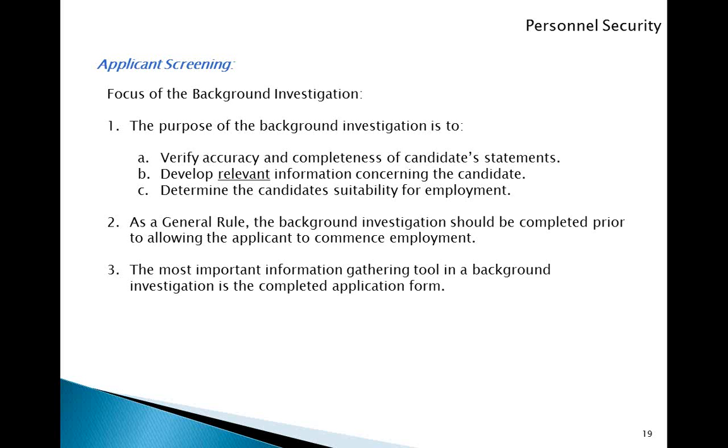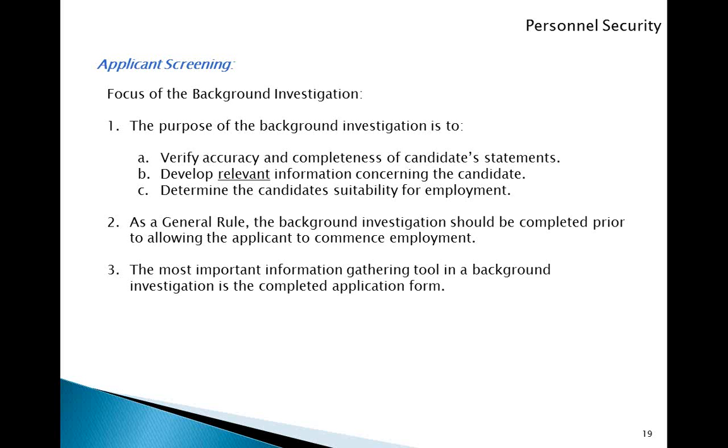It's also used to determine the candidate's suitability for employment. If you're hiring for a plumber position, you can pretty much screen out the carpenters, the nuclear scientists, and the meth lab operators, okay? As a general rule, you want to complete your background investigation before you give them a job offer.